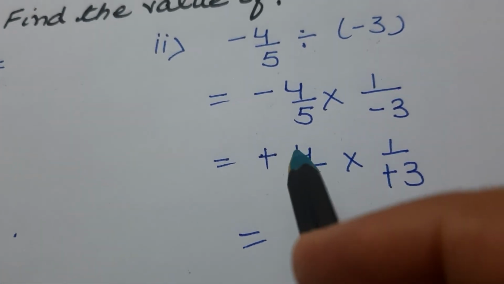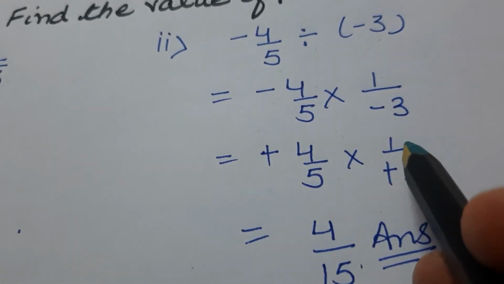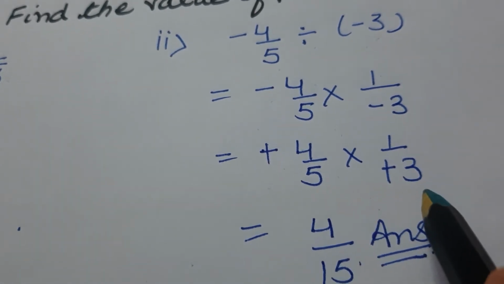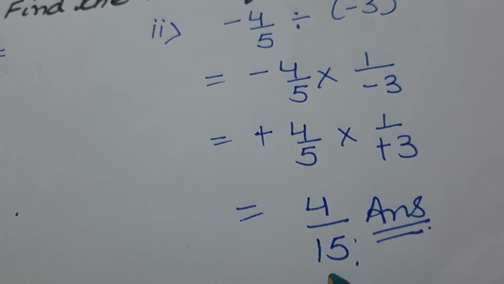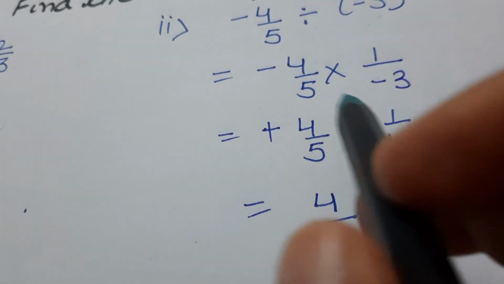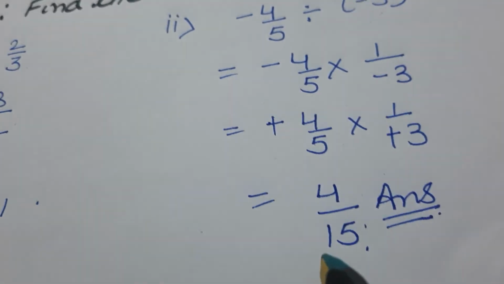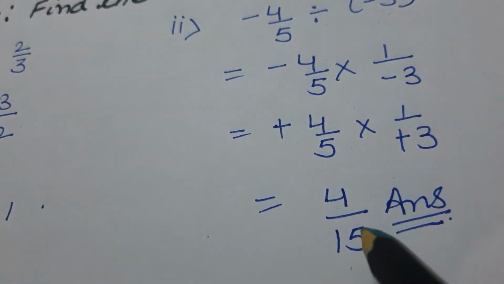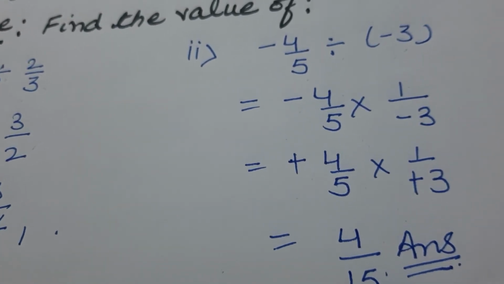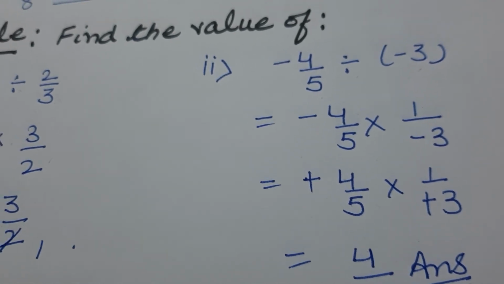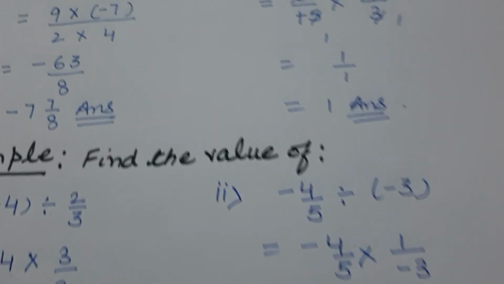So how will we multiply? Numerator with numerator, denominator with denominator. 4 ones are 4, 5 threes are 15, and both these negative signs will be cancelled with each other. So the answer will be 4 over 15. So it's very simple and interesting. Okay, so I hope it is all clear to you.